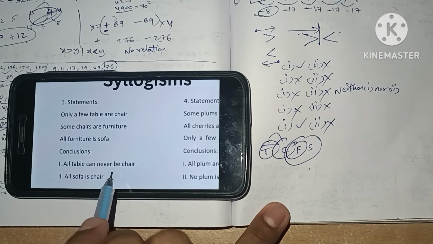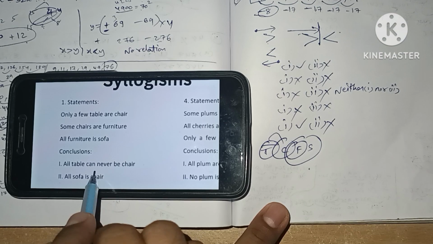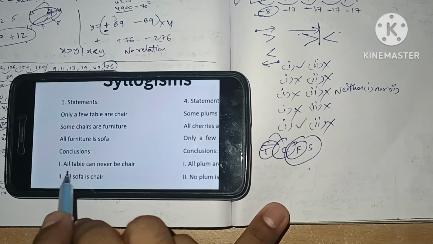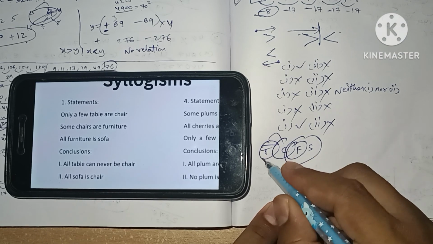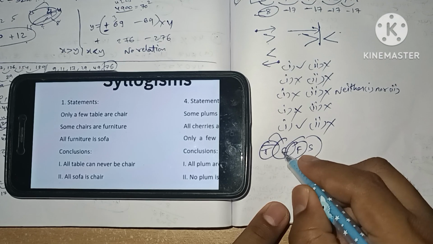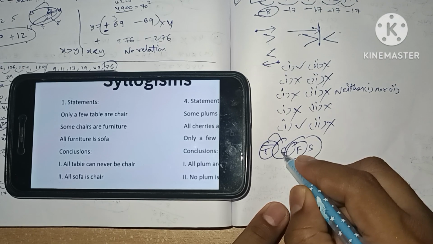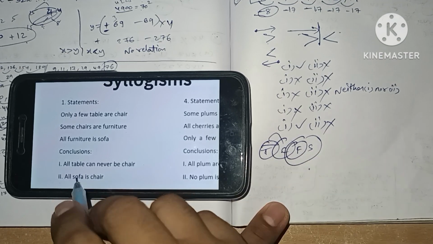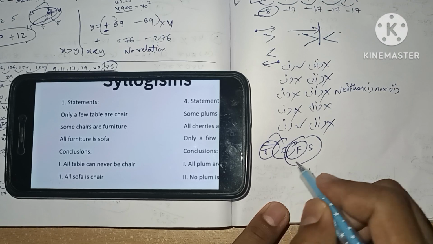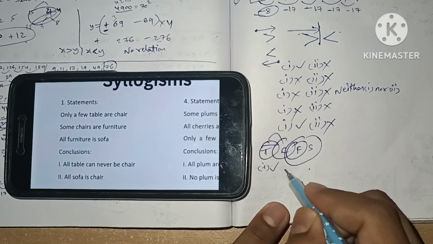All table can never be chair. We check here, we see never here. So we check whether all table can be chair or not. All table can be placed inside chair. No, it is not possible. So all case fails means all never case will be true. So first conclusion will be true.